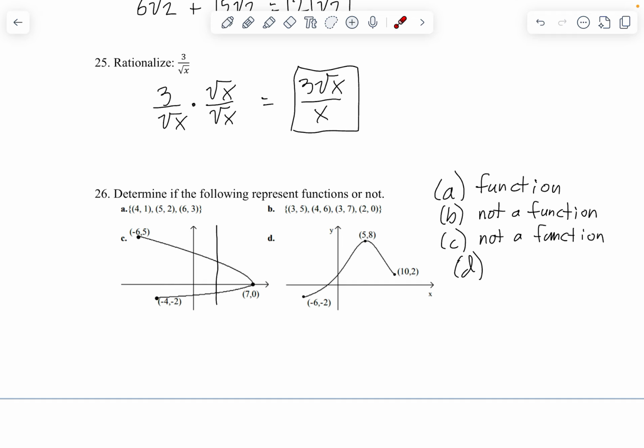This one, on the other hand, is a function, right? Because no matter where we draw a vertical line, it will never intersect the graph more than once. So that one passes the vertical line test. It is a function. Okay.